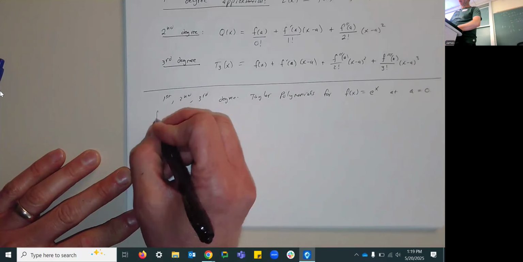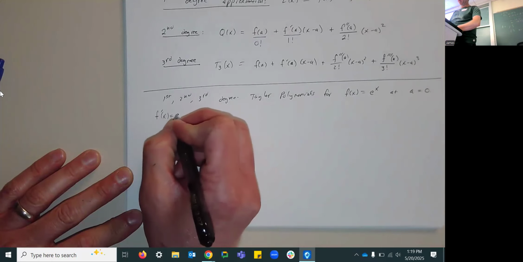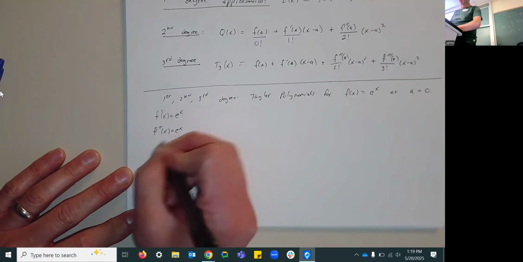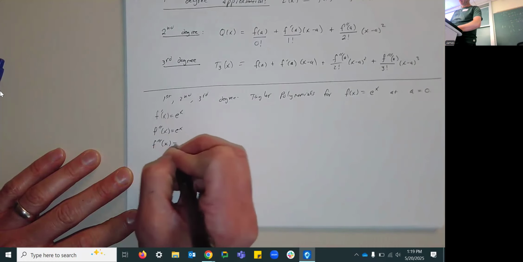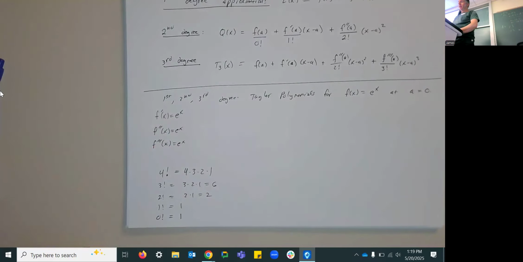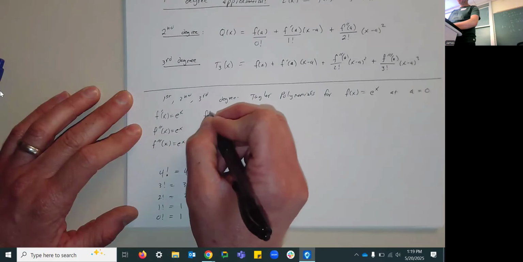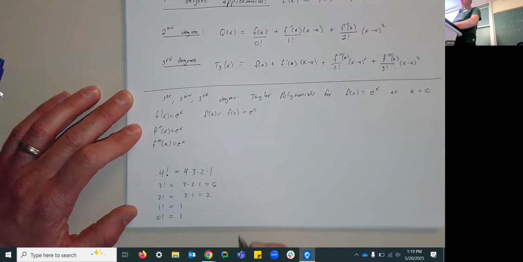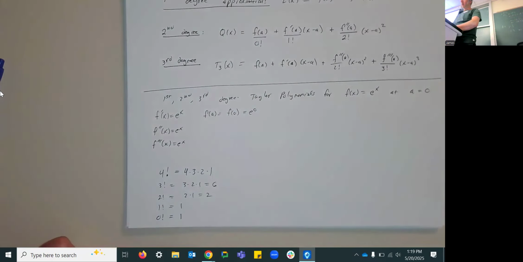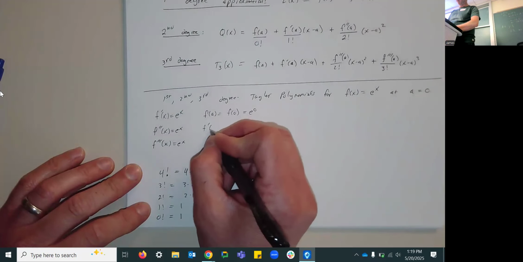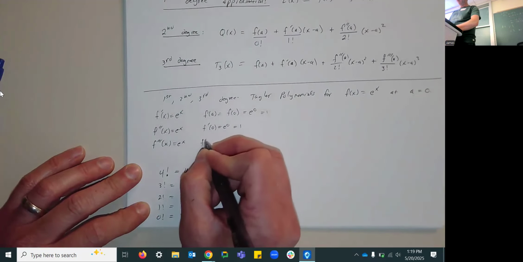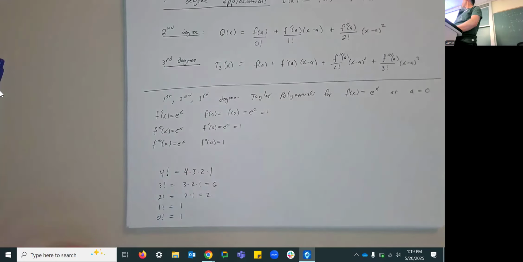So let's see. The nice thing here is that all my derivatives are going to be e to the x. The first derivative is e to the x, the second derivative is e to the x, the third derivative is e to the x, and so on. And then I know that my f of a, which is going to be f of 0, is e to the 0. And actually, so is every derivative, right? f prime of a is going to be f prime of 0, which is still e to the 0, which is 1.